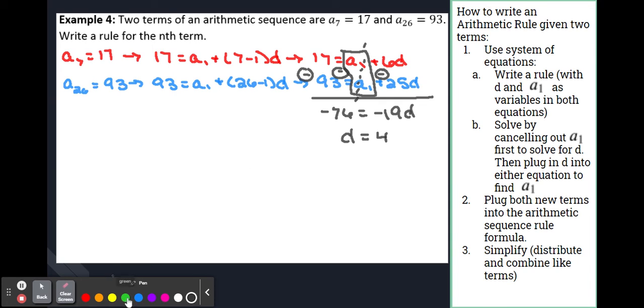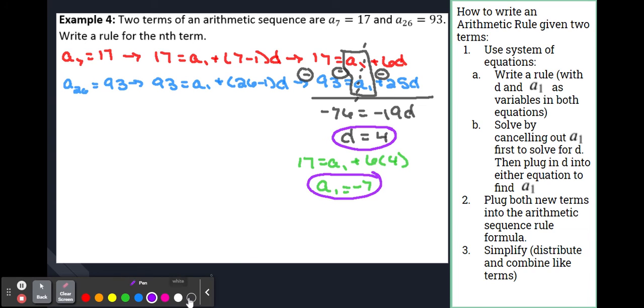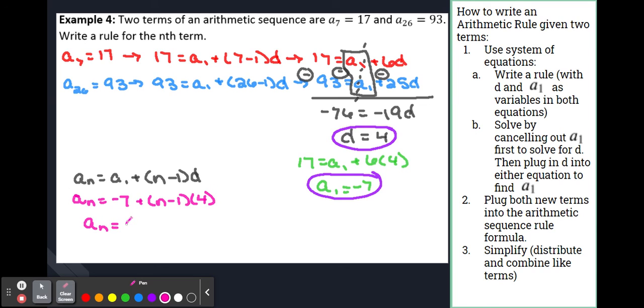So I'm going to plug it into the top one just because it's smaller. So 17 equals a1 plus 6 times 4. And when you go through and you solve that, you get a1 equals negative 7. So now I have the 2 values I need to be able to write my rule. Again, using this formula that we're using over and over and over again. Plug in what you know, and then simplify it. So a sub n equals a1, which we found was negative 7, plus n minus 1 times d, which is 4. And when you go through and you clean that up, you get 4n minus 11.